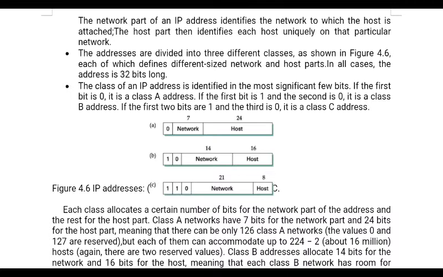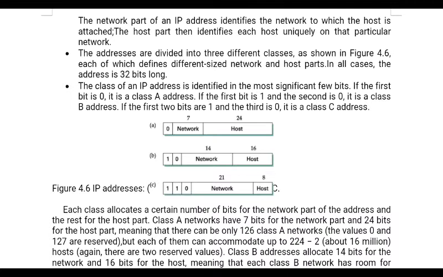So if the first bit is set to 0, it indicates class A. If the first two bits are set to 1 and 0, it indicates class B, and if the first two bits are set to 1 and the third bit is set to 0, it indicates class C. Now, in class A, 7 bits are used to represent the network address and 24 bits are used to represent the host address.